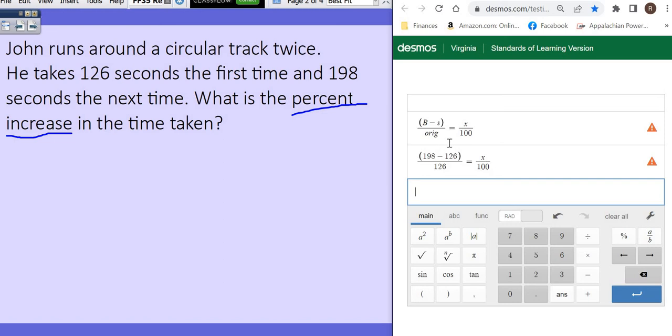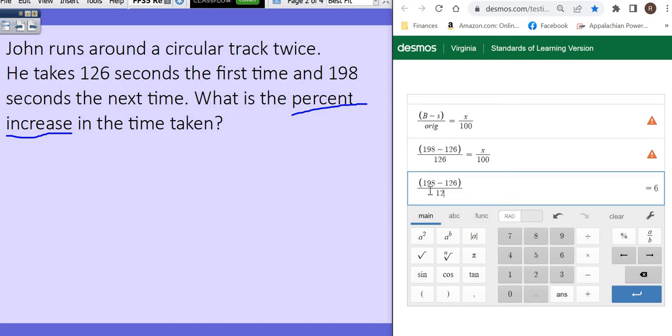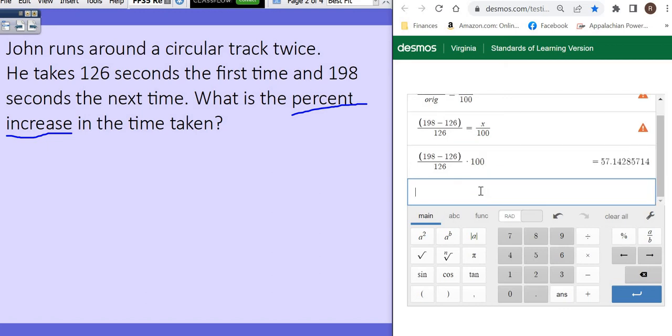I'm going to multiply the numbers that are diagonal from each other, then divide by the number diagonal from the X. I always use my parentheses: 198 minus 126, close parentheses, divided by 126, and then I am going to multiply times 100. Nope, I did that wrong. Nope, I did that right. Got it. Let's see what we get. Yes, we get 57% increase in the time it took him to go around that track.